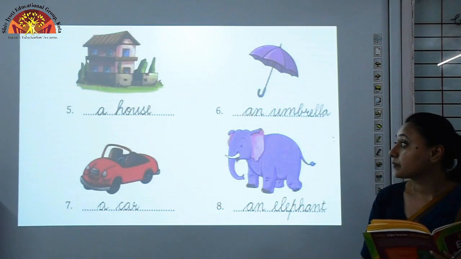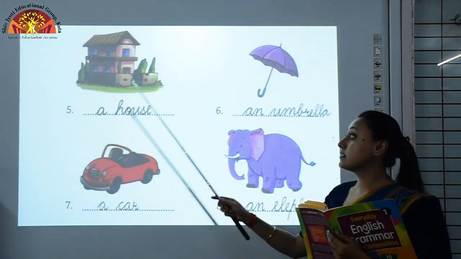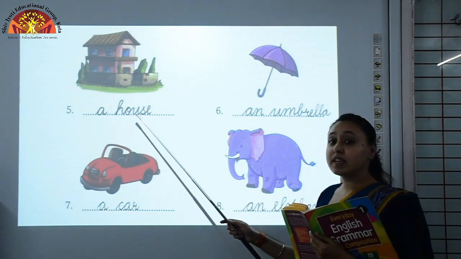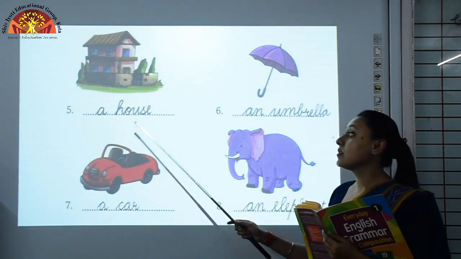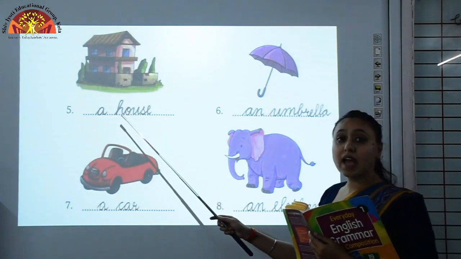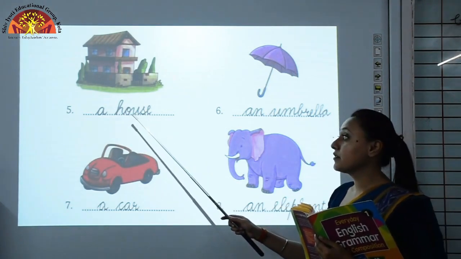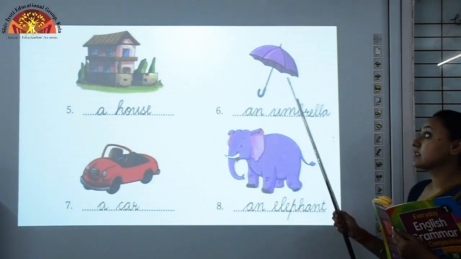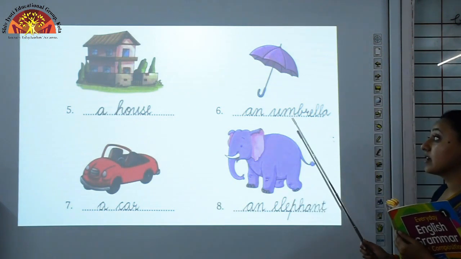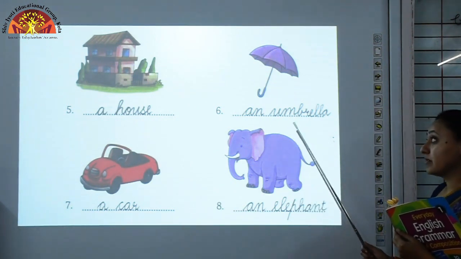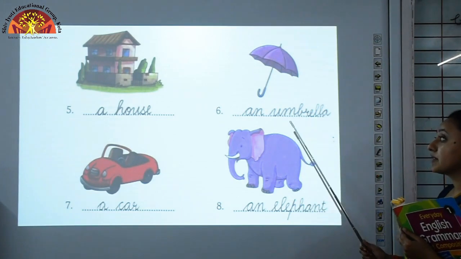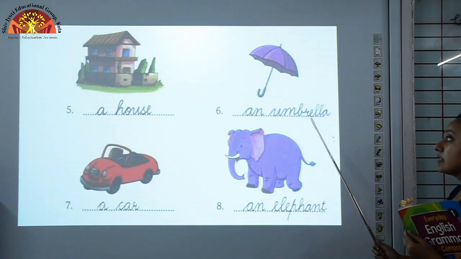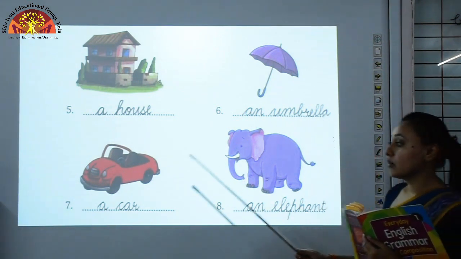Now look at number 5. This is the picture of a house. House begins with a consonant sound letter, so we will add A before house. The spelling of house is H-O-U-S-E, house. Now look at number 6. This is the picture of an umbrella, and umbrella is a vowel sound word. So we will add AN before umbrella. An umbrella, U-M-B-R-E-L-L-A, umbrella.